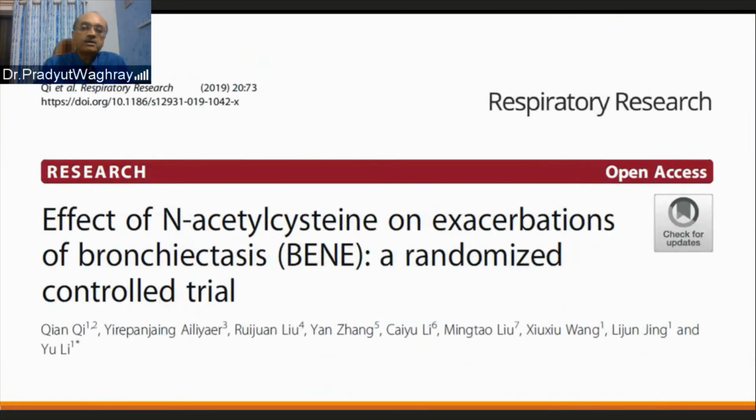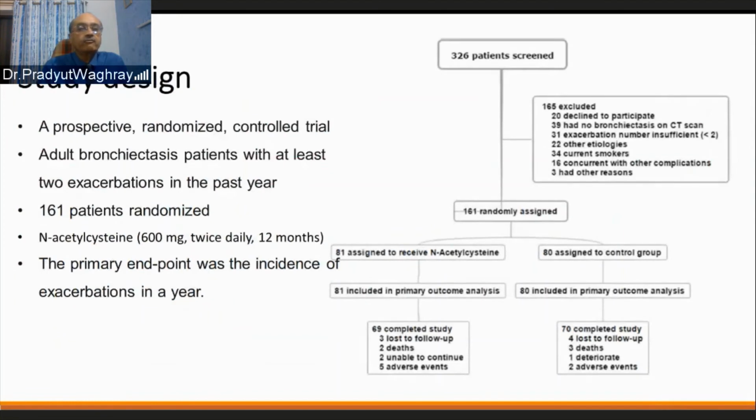With this background, studies were done and NAC was also used in exacerbations of bronchiectasis. And this was a randomized controlled trial to study the effect of this drug on exacerbations of bronchiectasis. Adult bronchiectasis patients with at least 2 exacerbations in the past 1 year were selected for the study. About 160 patients were randomized and they were put on NAC 200 milligrams twice daily for 1 year.